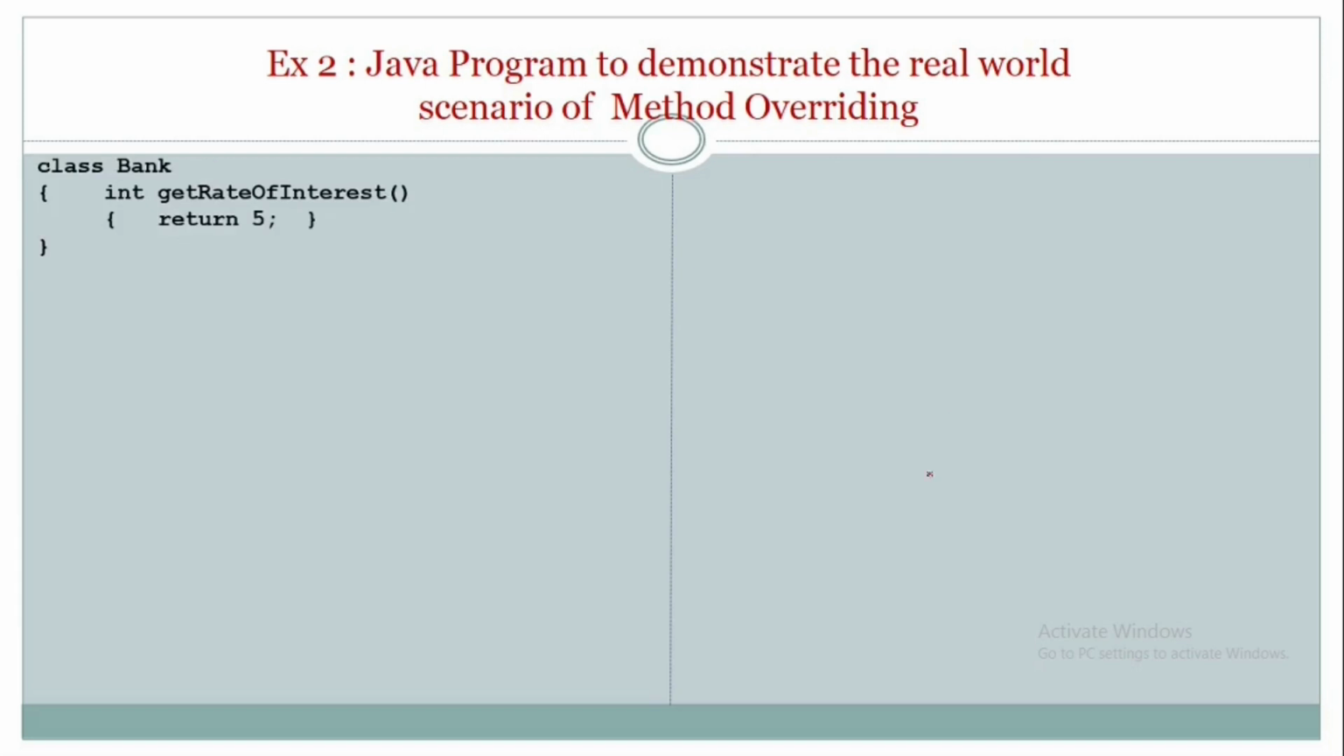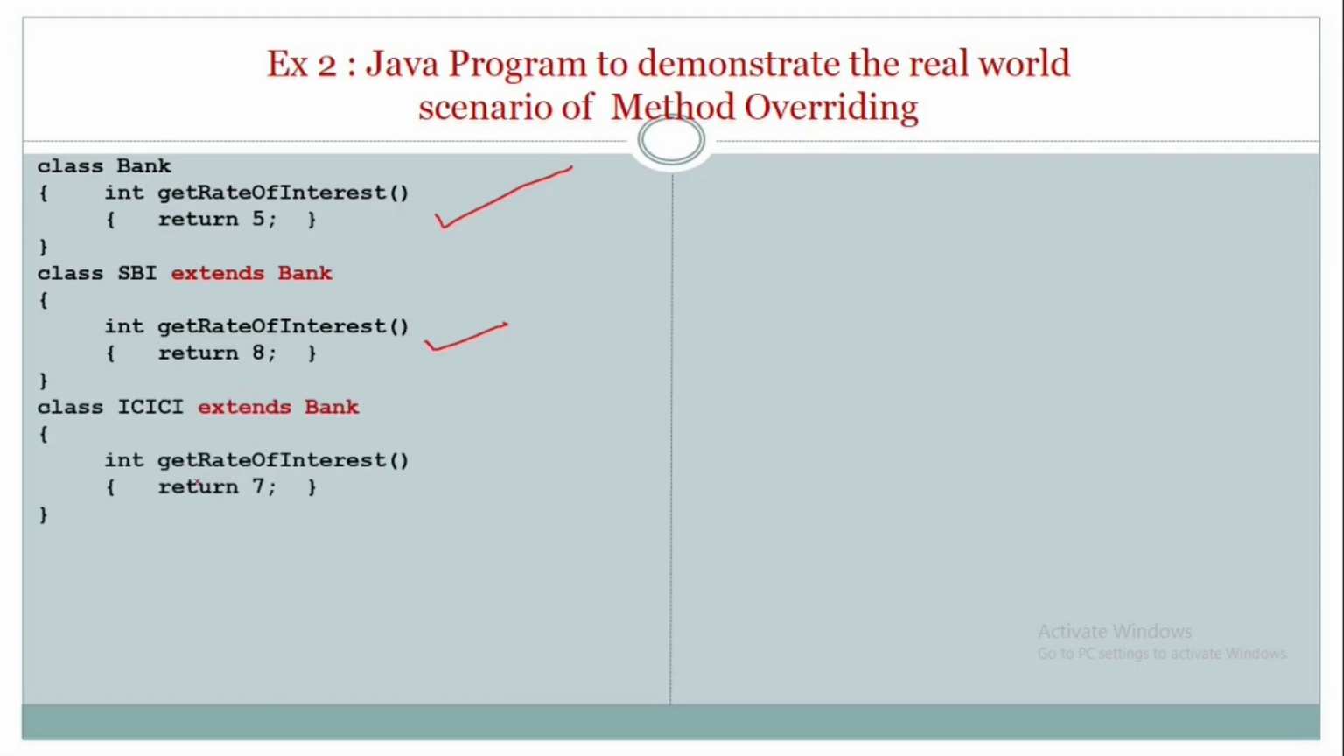Yes, class Bank has a method getRateOfInterest that returns 5, and SBI extends Bank. As you can see, this method overrides the base class method, and SBI has a specific feature, that is the rate of interest is 8, so it returns the value 8, and ICICI Bank returns the value 7.